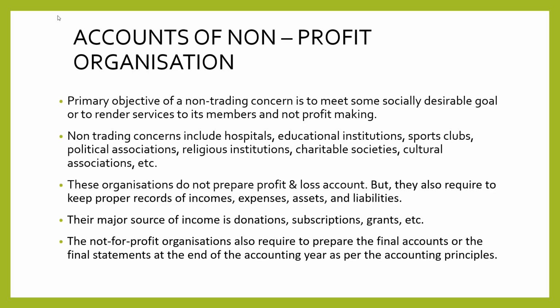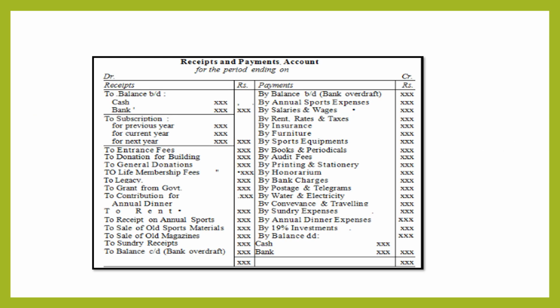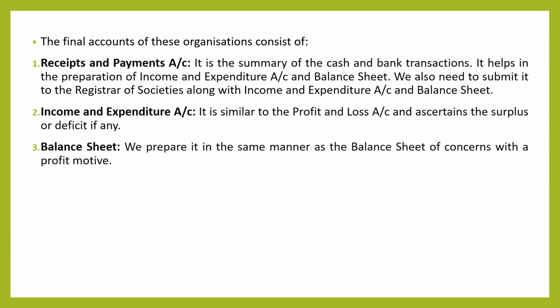Such organizations prepare an income and expenditure account which is more or less in line with the profit and loss account. So they also prepare a balance sheet, etc. The final accounts of non-trading concerns usually consist of receipts and payments account, income and expenditure account, and balance sheet.